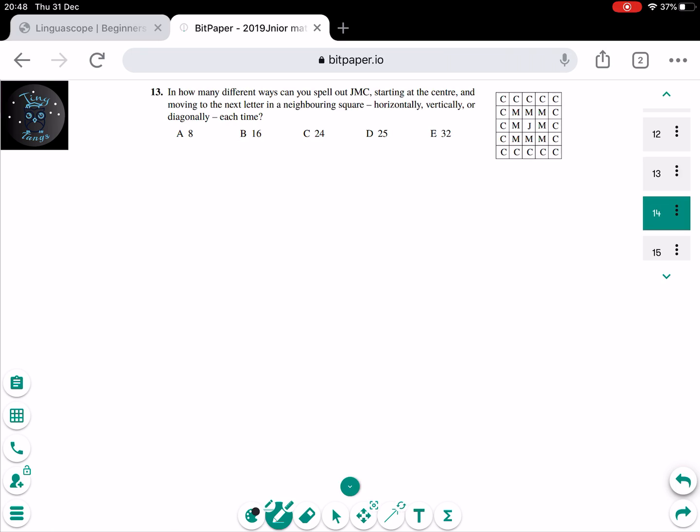And for question 13, it asks us how many different ways you can spell out JMC. Basically, what I did for this question is that I considered, from J to M, it can be 1, 2, 3, 4, 5, 6, 7, 8. So it can be 8 ways.